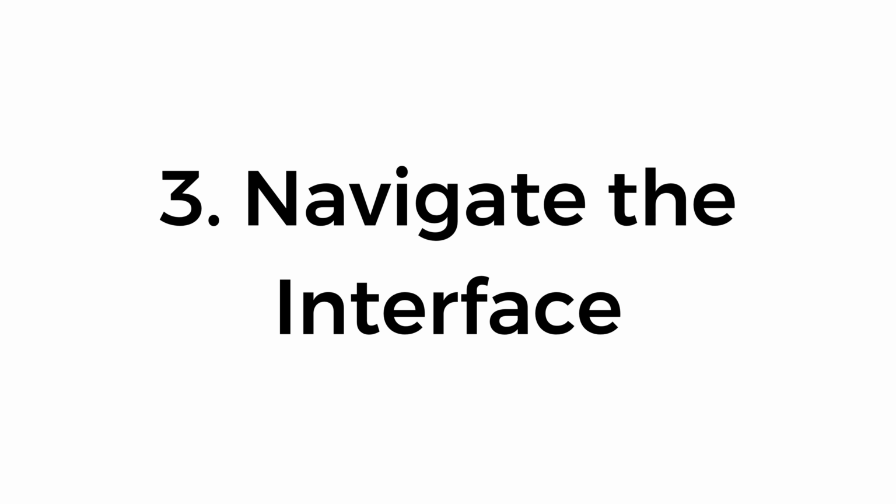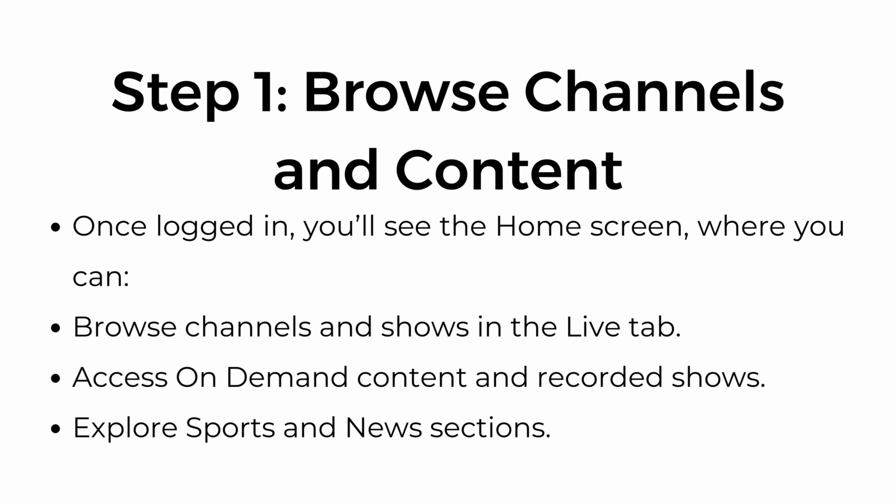Number 3, navigate the interface. Step number 1, browse channels and content. Once logged in, you'll see the home screen, where you can browse channels and shows in the Live tab, access on-demand content and recorded shows, and explore sports and news sections.